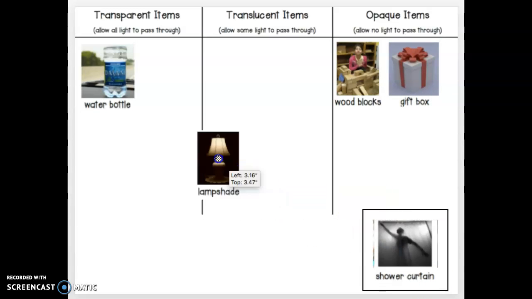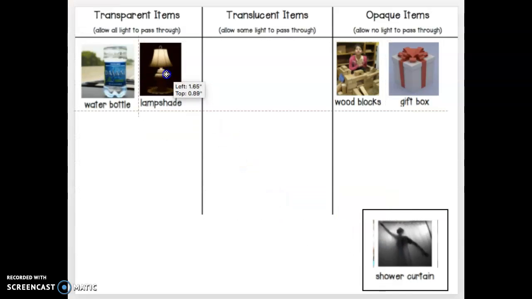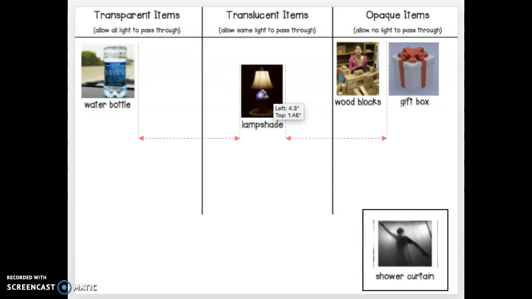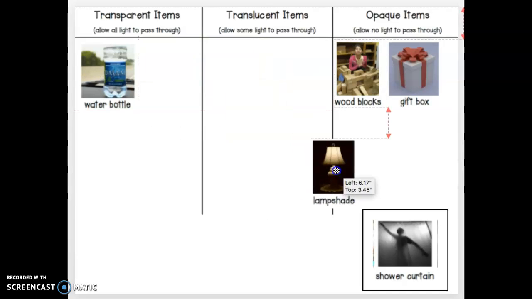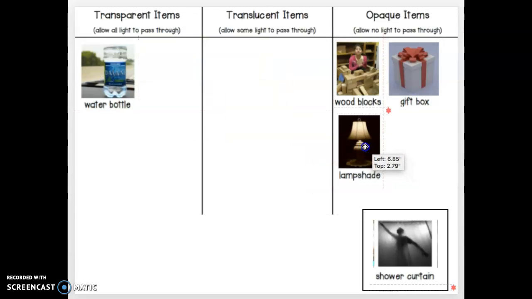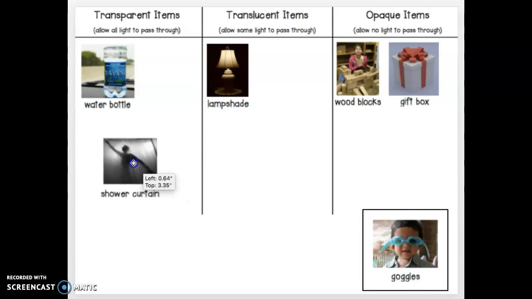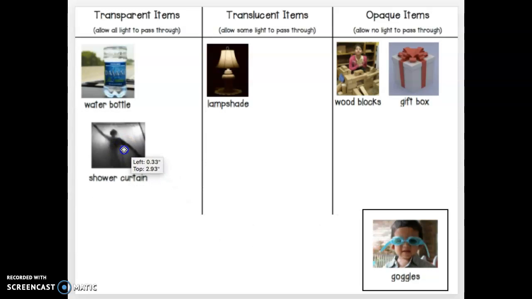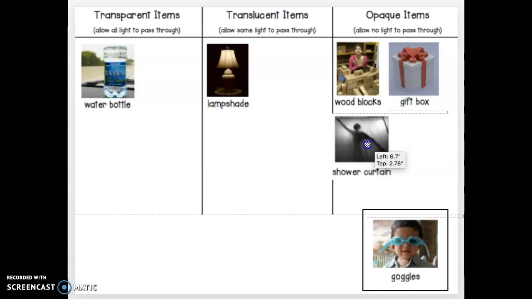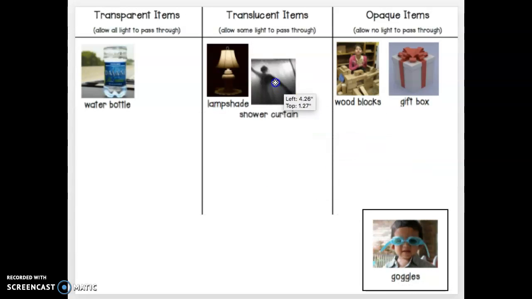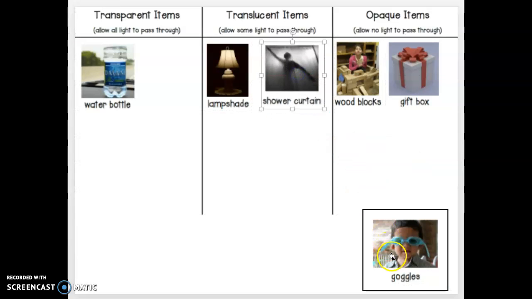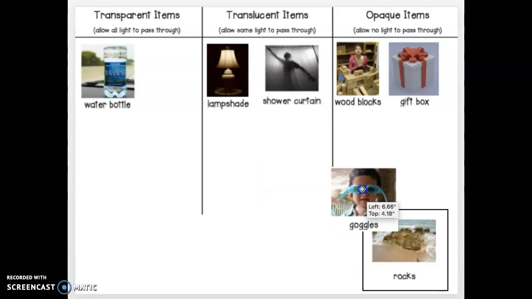A lampshade. Do we allow some or all light to pass through? Some light to pass through? Or no light? You're right, some light passes through. We can see the glow that there's a light underneath, but we don't know completely what's on the other side. What about a shower curtain? Does it allow all the light, some light, or no light? Some light. Good job.